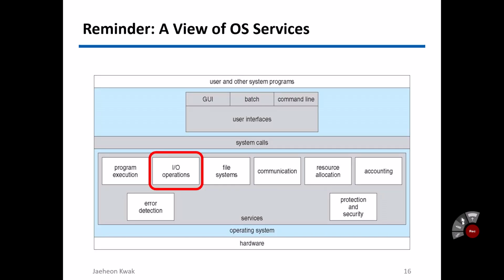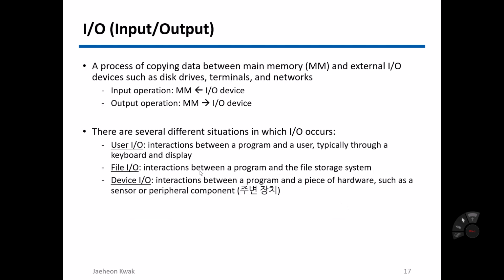We have seen this picture before, right? The overview of the operating system. So today we will cover these I/O operations. I/O means input and output. I/O is a process of copying data between main memory and I/O devices. Here, I can give some examples of I/O devices: disk drives, keyboard, mouse, terminals, networks, or displays.